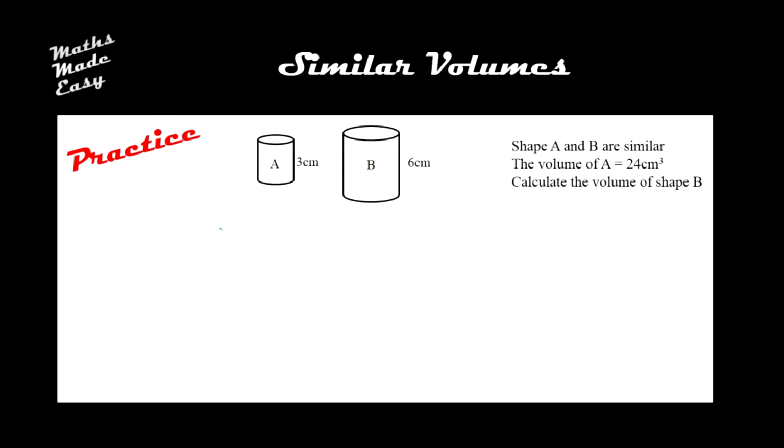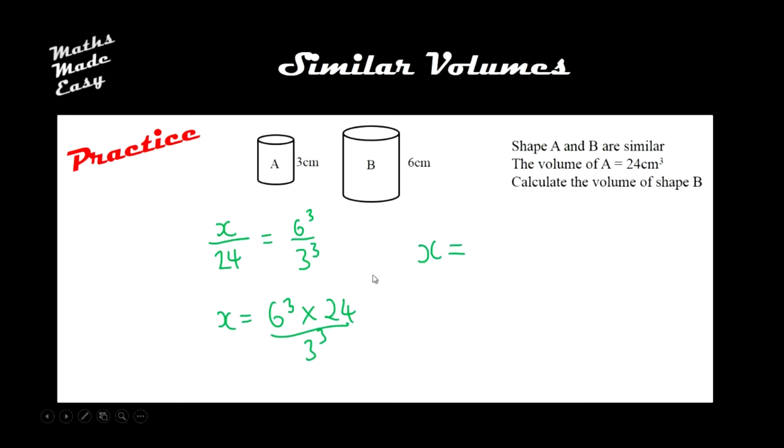Okay, so for this one, first of all, we write x over 24, so this is our volume scale factor, and then we write 6 over 3, making sure that our larger amounts are on the top. Then I cube my length scale factor and then rearrange, so we've got 6 cubed times 24 divided by 3 cubed. Then if we type this onto a calculator, we would end up with a final volume of 192 centimeters cubed for the volume.